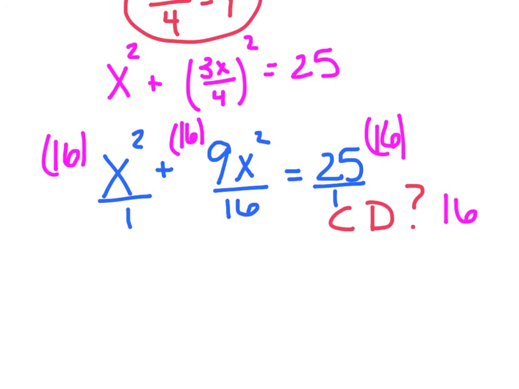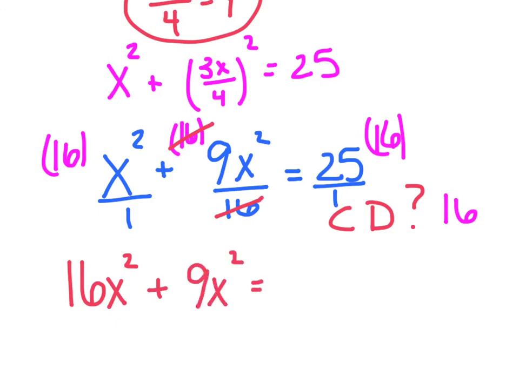All right, now nothing's going to cancel in this first one, so I literally get 16 times x squared. Plus, now here's the beauty, guys. The whole point of multiplying by 16 was it canceled those. So all I'm left with is 9x squared equals 25 times 16, which gets me 400.